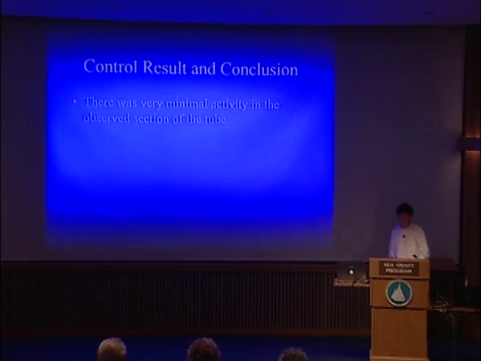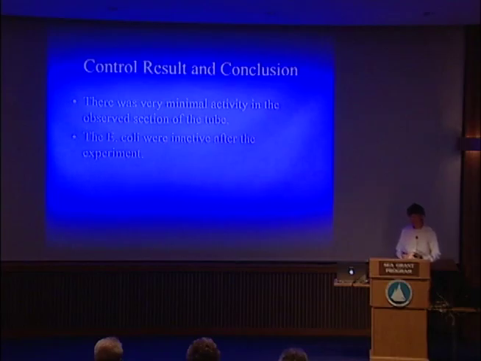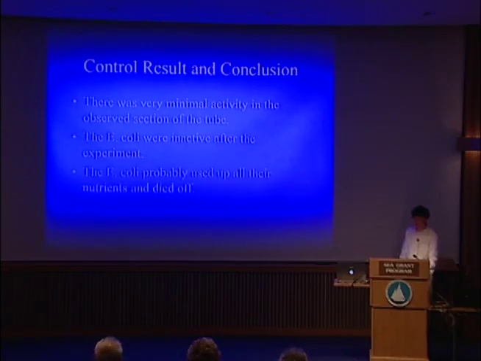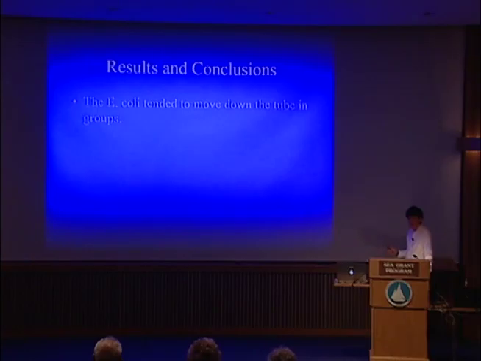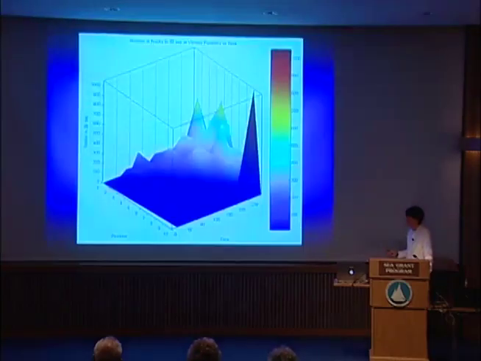Now, my control wasn't very interesting. There was just very minimal activity throughout the tube. The only activity was very small at station one. The rest was just all zeros. And when I looked back at the end of the experiment to where the E. coli had begun, they were very inactive. They were just lying around on the bottom of the tube or drifting aimlessly. My theory to explain this is that they just used up all their nutrients and died off.